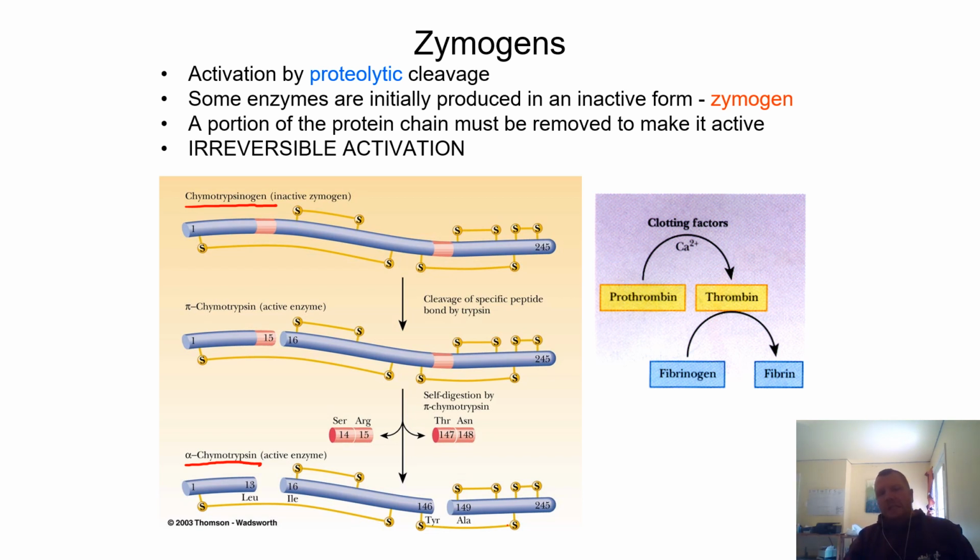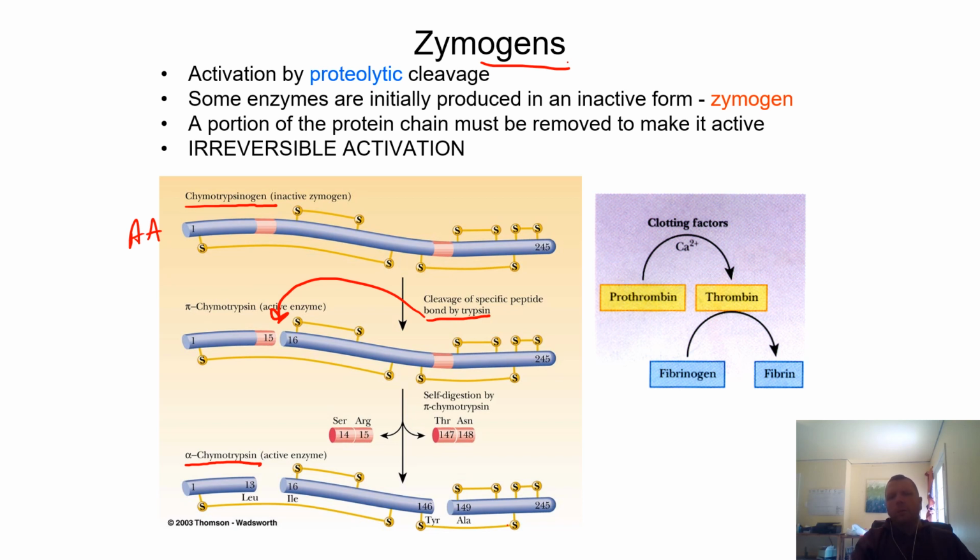So chymotrypsinogen, because it has that -ogen suffix, you should read that as the inactive form of an enzyme. Now, that enzyme is going to be produced, but it's not going to do anything until it is cleaved by another protease. So it is going to be cleaved by trypsin. Now what trypsin is going to do is basically, here's our primary amino acid sequence. Trypsin is going to break a peptide bond right there.